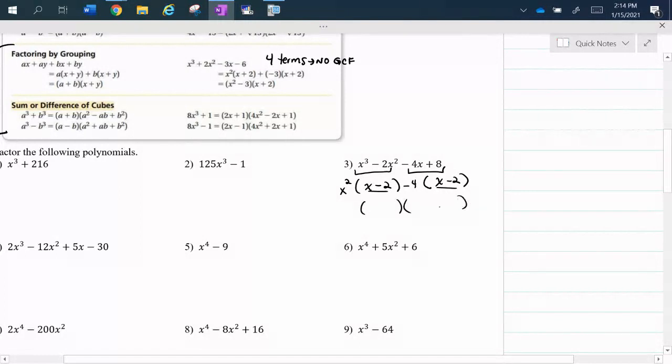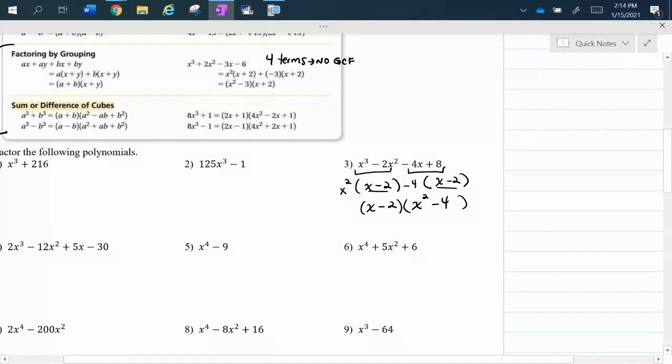So the next step is to make 2 binomials. The first binomial is that x minus 2 that the 2 terms have in common. And the last binomial is the 2 GCFs you factored out. And that's how you factor by grouping. It's that simple.